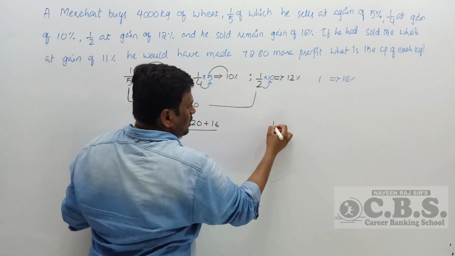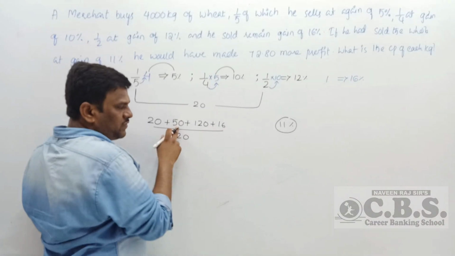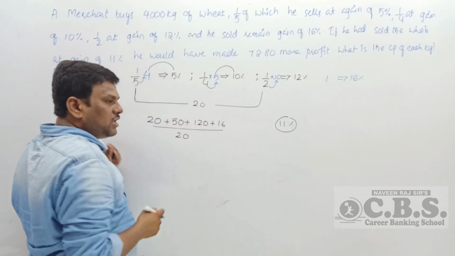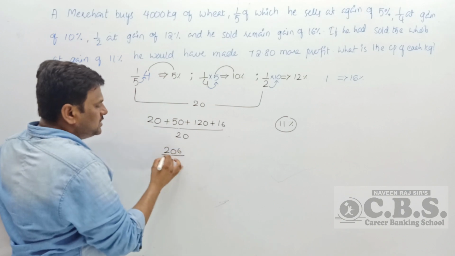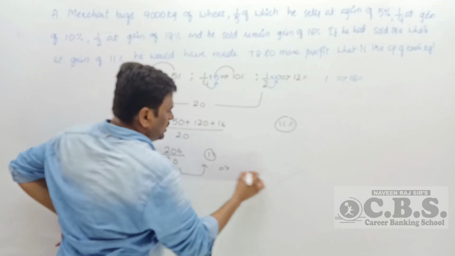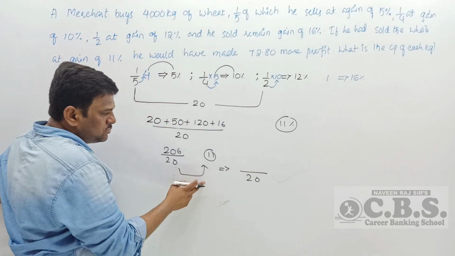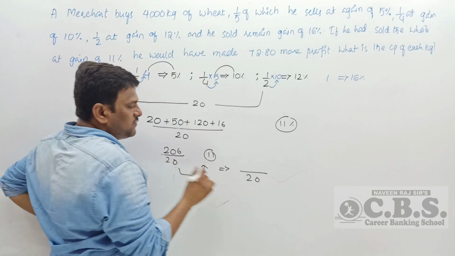And what is the overall in the other condition? 11%. Okay, now 20 plus 50 is 70. 70 plus 120 is 190. 190 plus 16 is 206. Now 206 divided by 20, and 11. You can find the difference. So finding the difference means what? The LCM is 20. 20 11s are 220. So 220 minus 206 gives you 14.